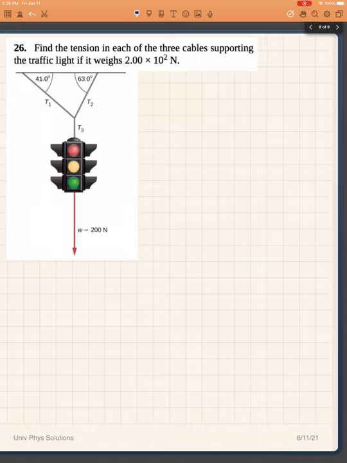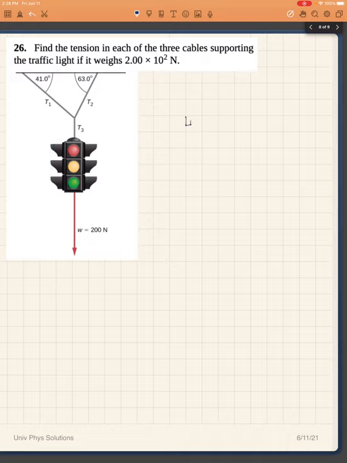Okay, let's work chapter 6, problem 26. We have the following situation. We have a traffic light that is being held up by the cables shown, and we are to find the tension on each cable. We are given that the weight of the light is 200 newtons. Tension 3 is quite simple because tension 3 has to be equal to the weight of the traffic light. That's because tension 3 has to counter the weight.